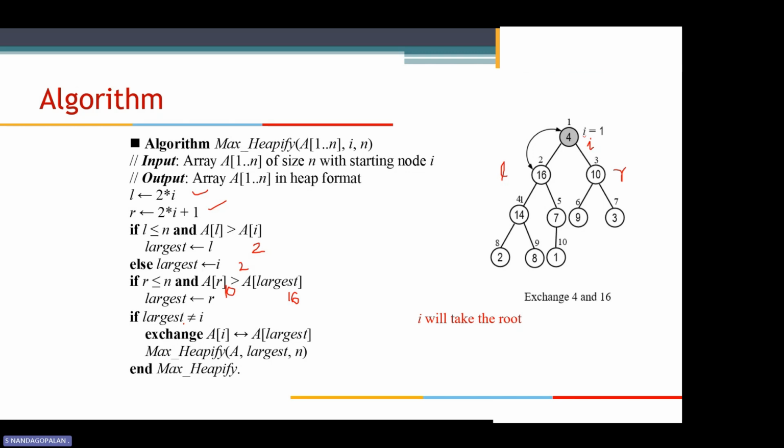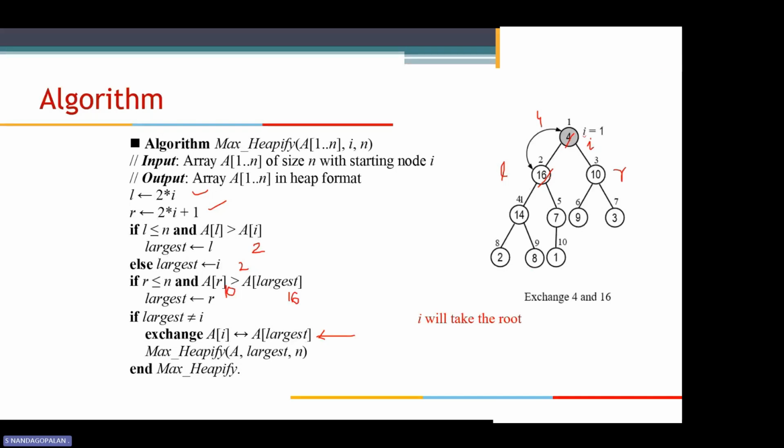And hence it's not same. That means largest and I. Largest is actually position 2. Ith is 1. It's not same. And hence I need to swap. So that's why I'm swapping 16 and 4. At this point, I have just done one step. I mean, one subtree. Actually, I have to come down up to this.